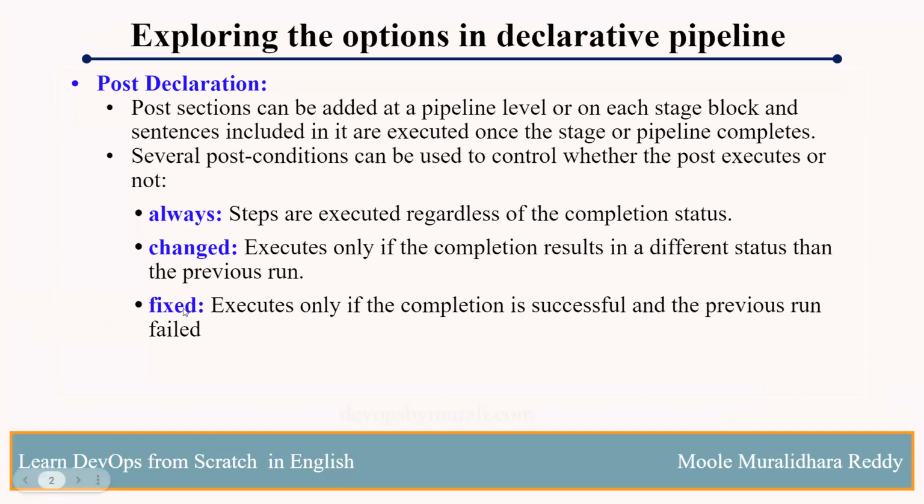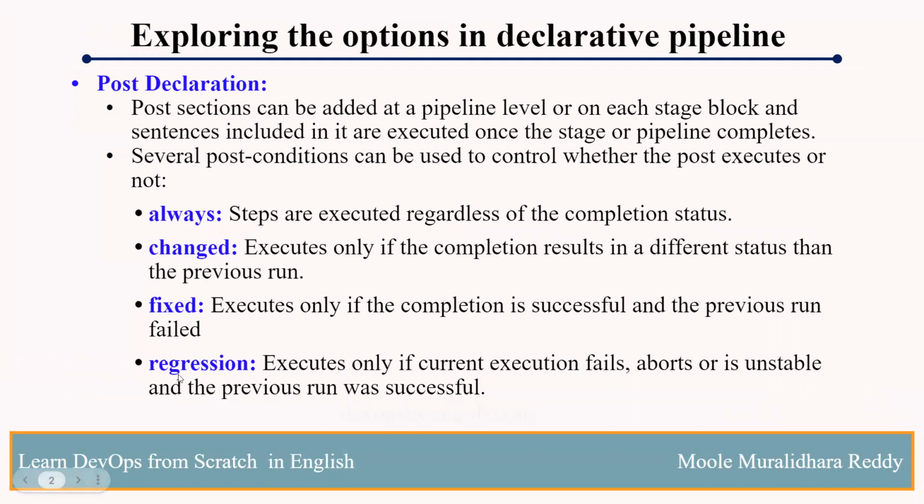Using the fixed option inside the post-build section, if the earlier build failed and now it is resolved and successfully completed, then that post section will run. And next one is regression. Regression means execute only if the current execution fails, is aborted or unstable, while the previous build was successful. Then if you want to run this post section, we can use the regression option.